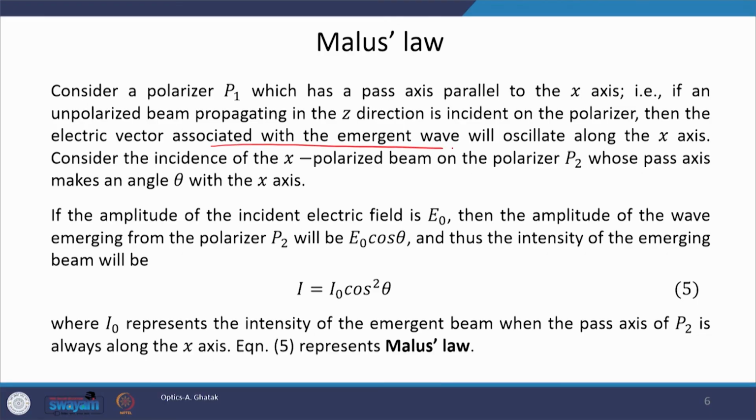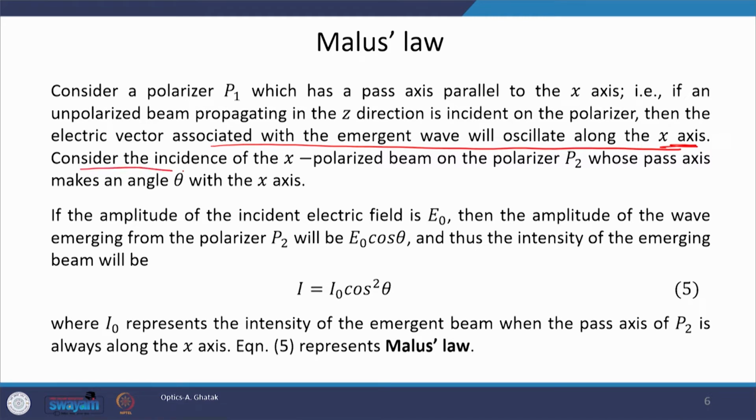Now, consider a polarizer P1 which has a pass axis parallel to the x axis, and say the x axis is vertically up. If an unpolarized beam propagating in the z direction, which we assume as the direction of propagation, is incident on the polarizer, then the electric vector associated with the emergent wave will oscillate along the x axis, that is the pass axis of the polarizer.